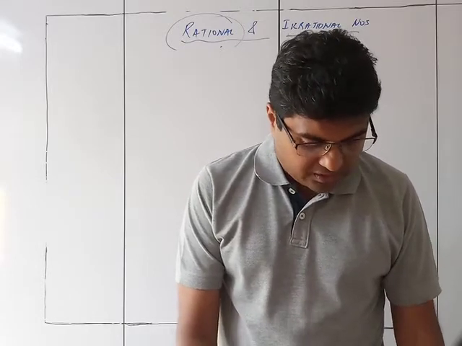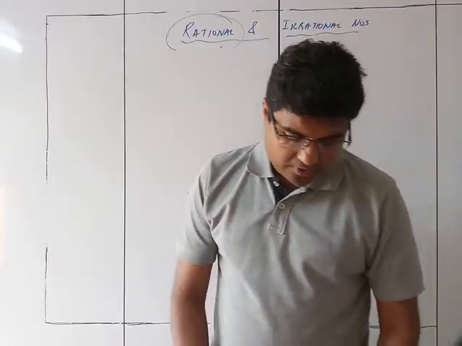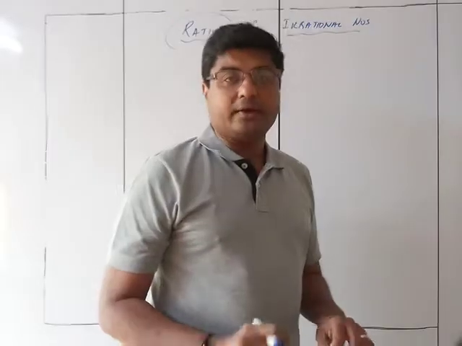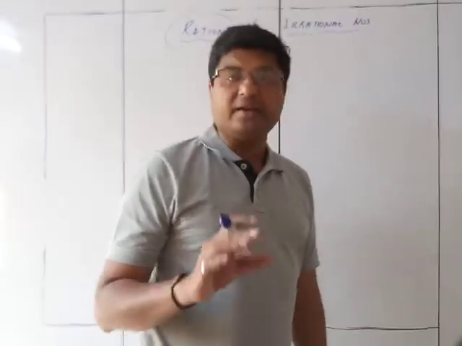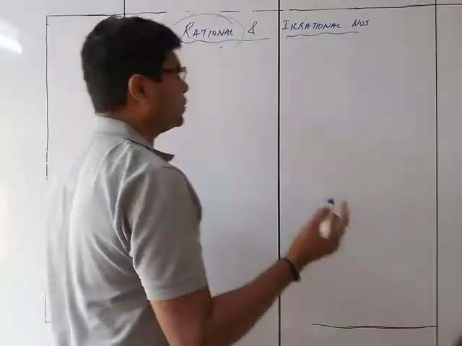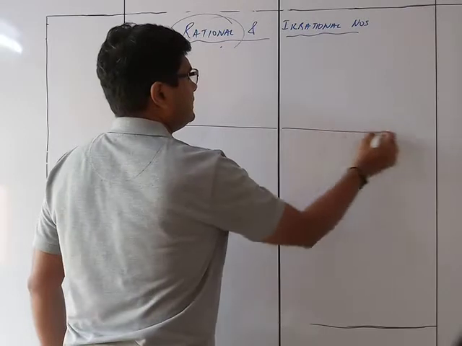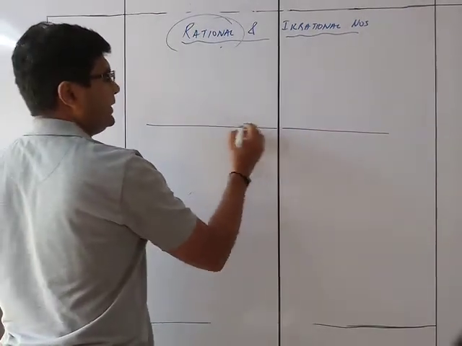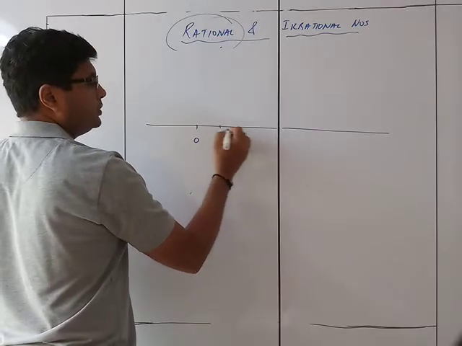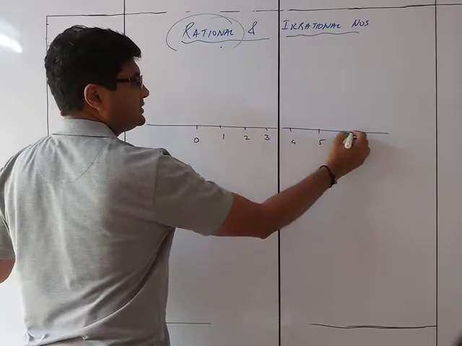Exercise 1.3. Yes, we will need to do certain things from exercise 1.3, that is the first part. Now the first part is important. You need to locate root 10 and root 17 on a number line. Before that, let us understand how to mark a root. I know that this is a number line where this is 0, this is 1, this is 2, this is 3, this is 4, this is 5, this is 6.